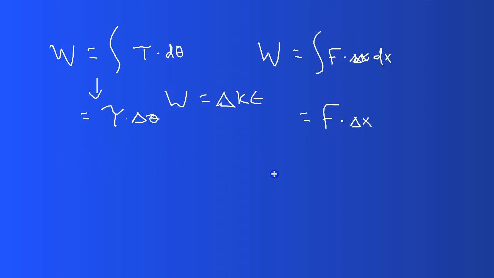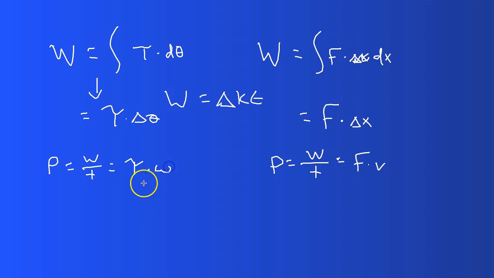Okay, and the last thing we're going to look at real quick is power. So remember that power is work over time. Same thing here, power is going to be work over time. But the thing that will be different is that we can find instantaneous power by multiplying force times velocity. So for rotation, that would be torque times angular velocity.